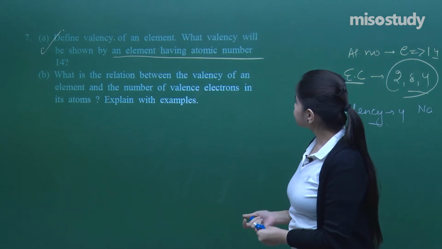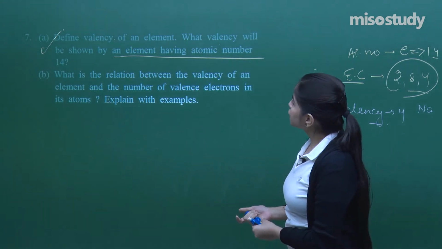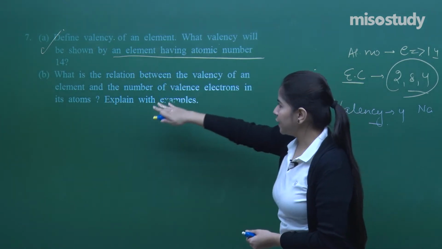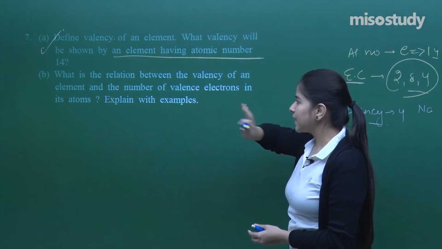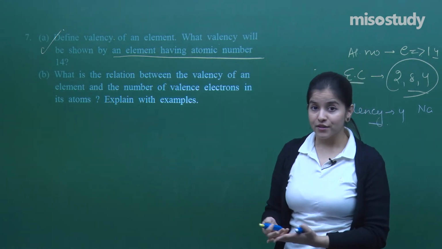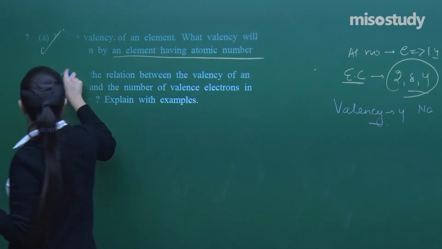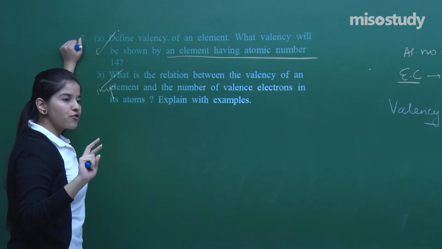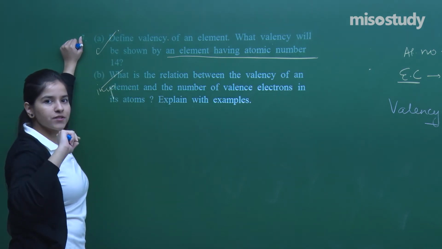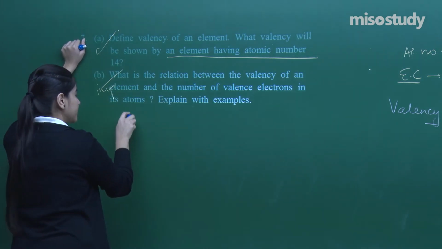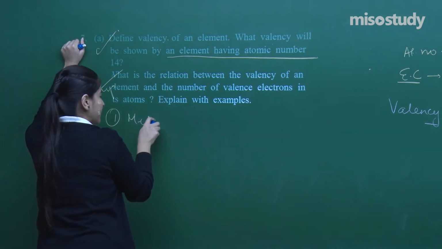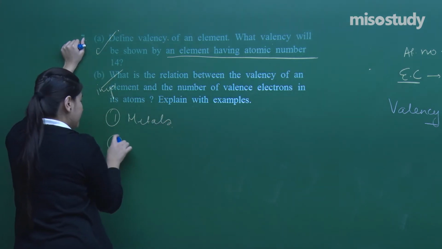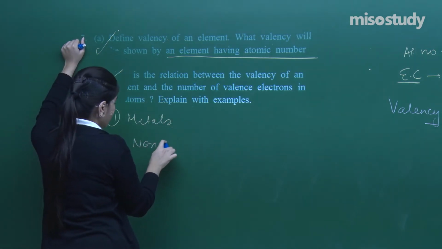Now, what is the relationship between the valency of an element and the number of valence electrons in its atoms? Explain with examples. So you know what, this is going to be an important one. Mark this as important. Relationship between the valency and valence electrons. You know, it's not always that valency and valence electrons are the same. Let's take up an example. First in the case of metals. Another one is in the case of non-metals.